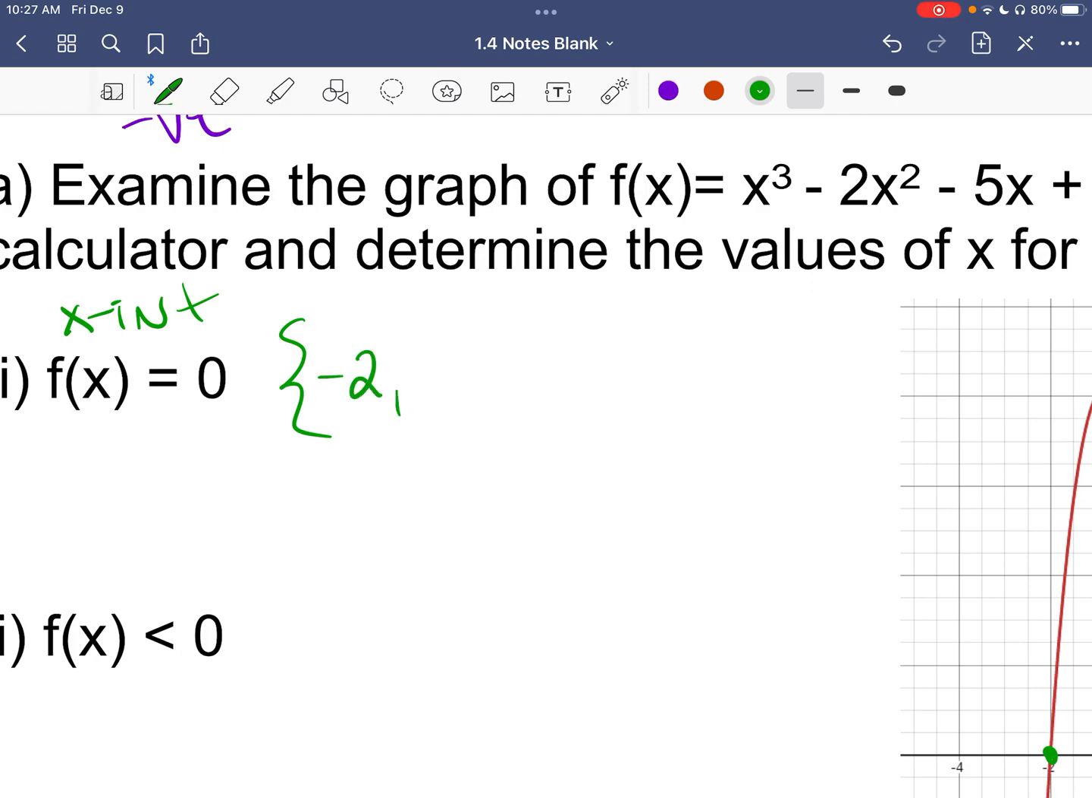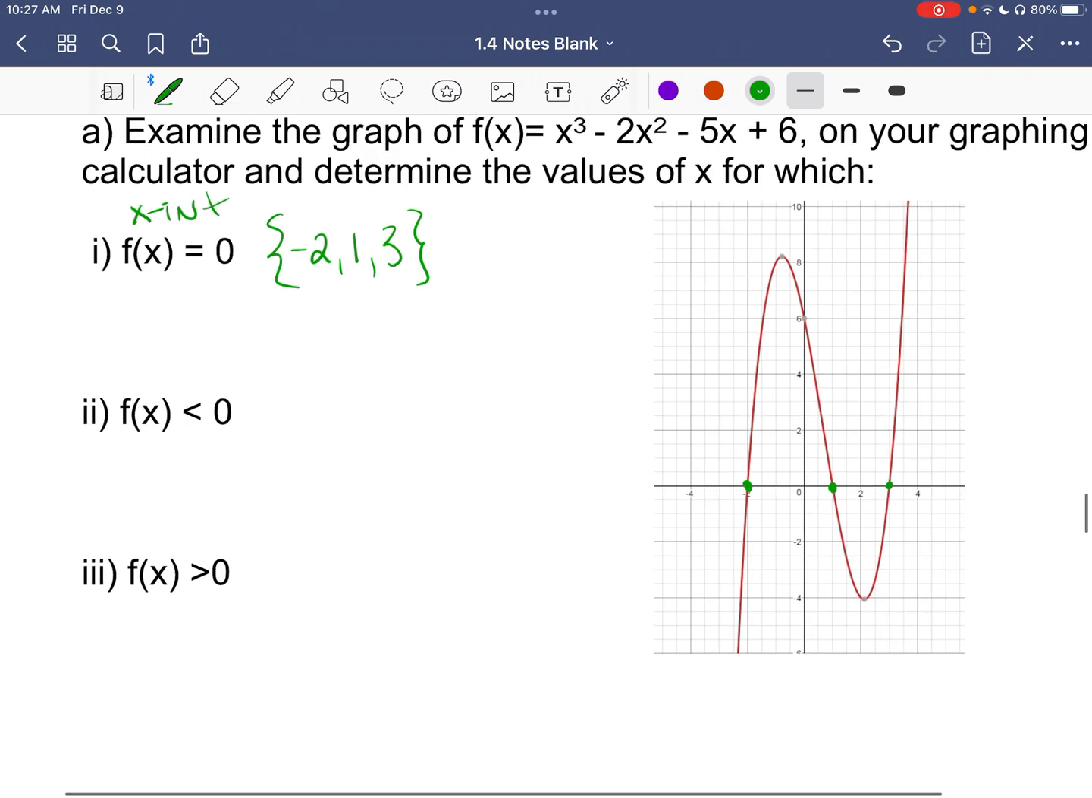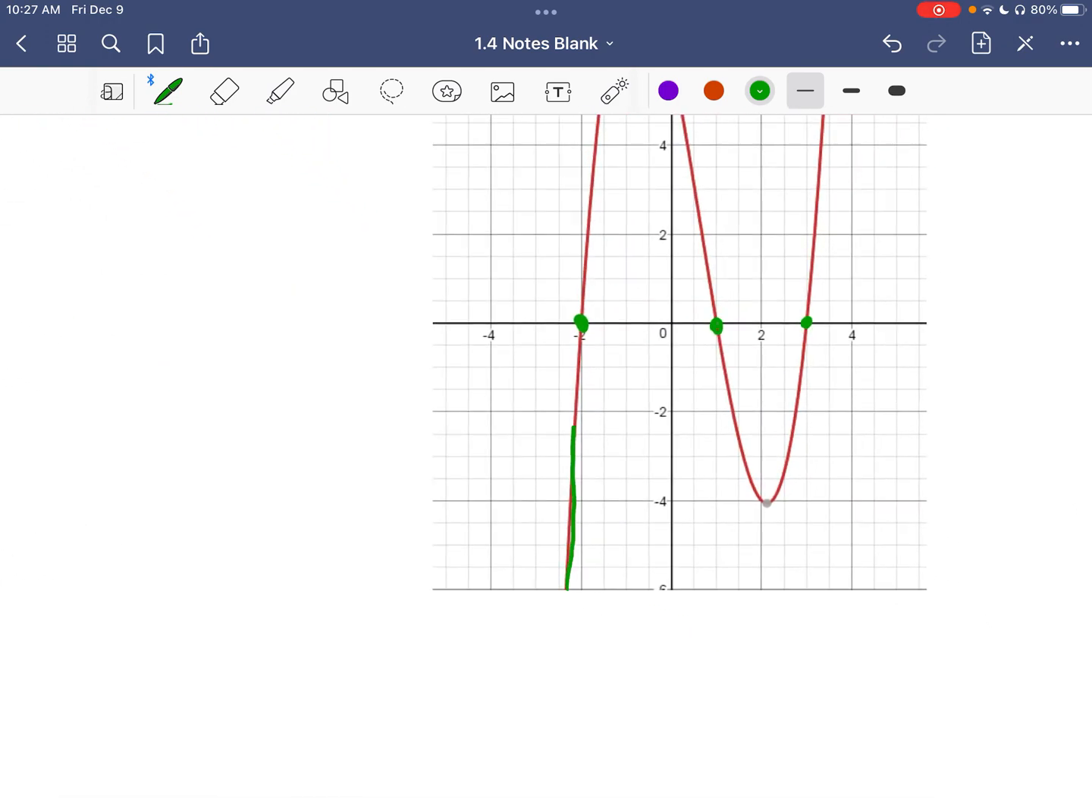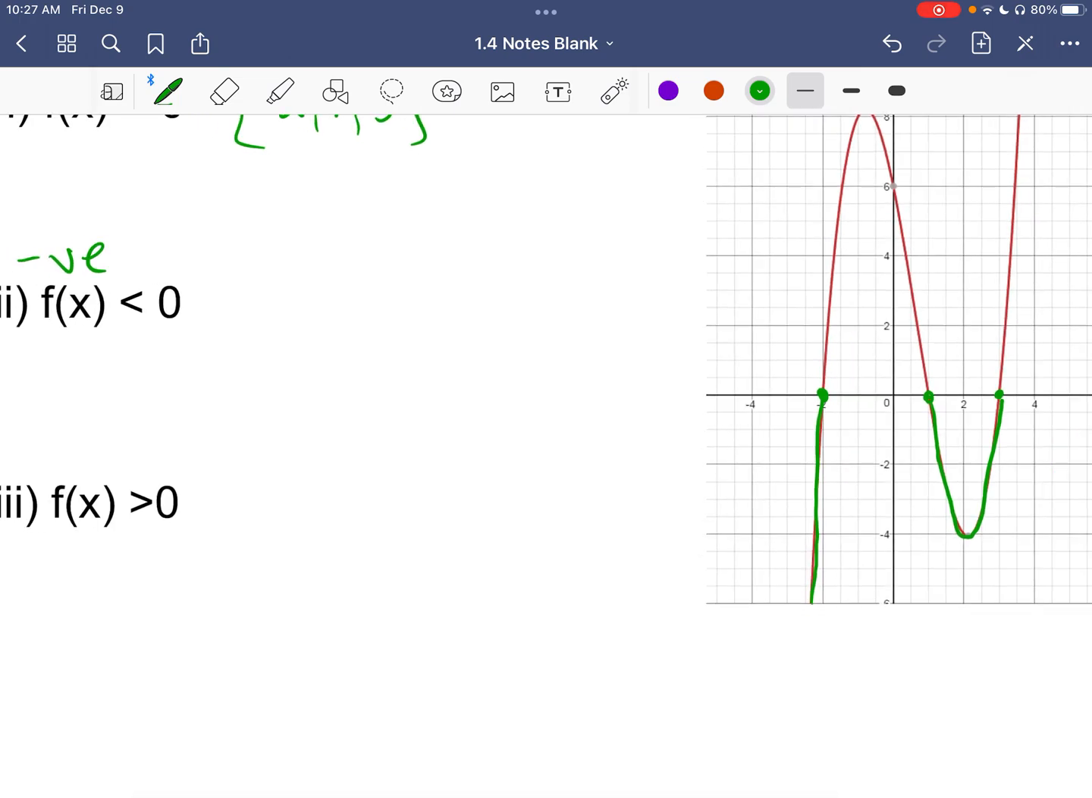So -2, at 1, and 3. Where f of x is less than 0, that's where we're looking for where our function is negative. Well, that is right there, and this section right here. So on our graph, starting on the left-hand side, that is from -infinity to -2. We're not going to include that one because technically at -2, it is not less than, it is equal to. Or we could be from between 1 to 3.